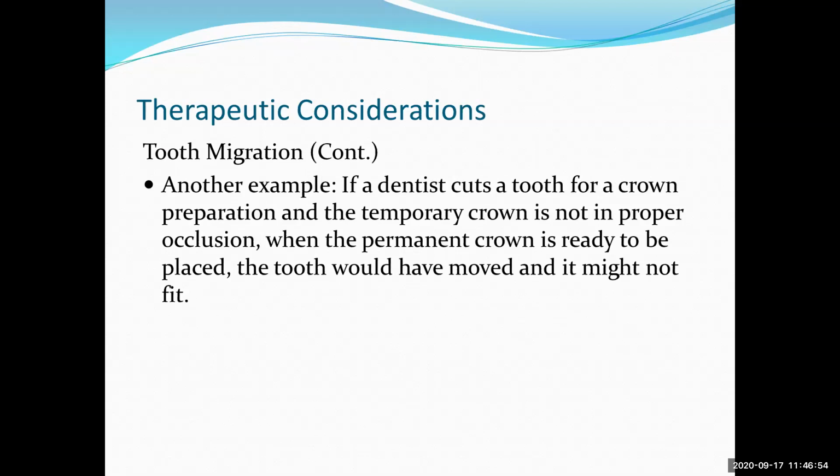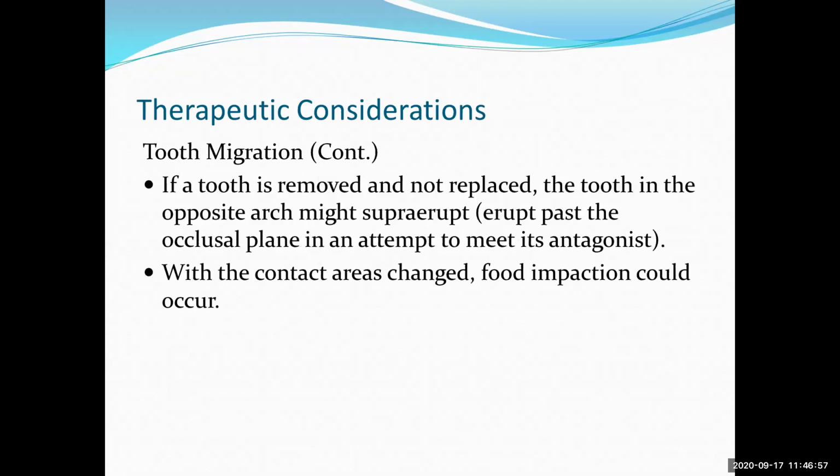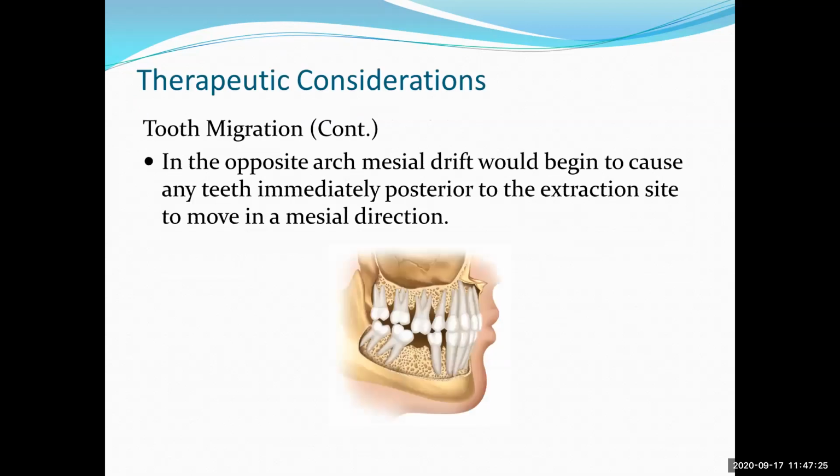So, that's just what I said. If a tooth is removed and not replaced, the tooth in the opposite arch begins to supra-erupt, erupt past the occlusal plane because it's trying to meet an antagonist. When the contact areas are changed, then food impaction can occur because of the super eruption. Teeth want to be next to each other, not only side by side, but from top to bottom as well on opposing arches. So they begin to migrate, trying to find a mate.